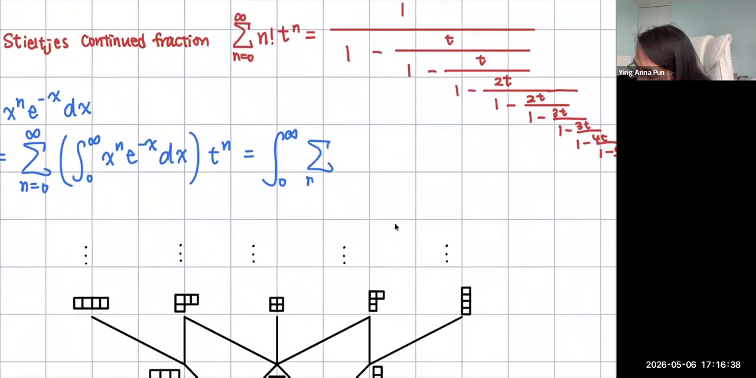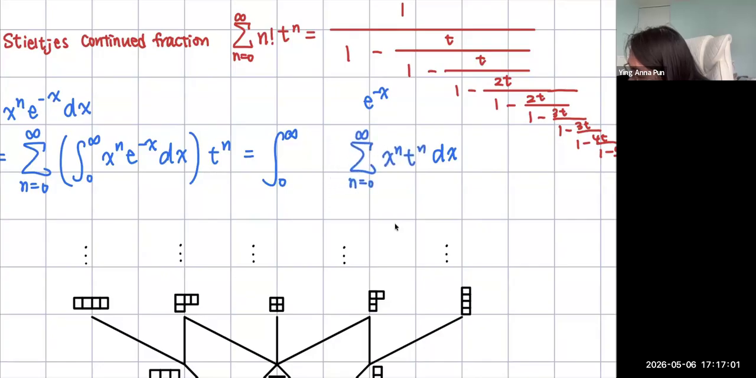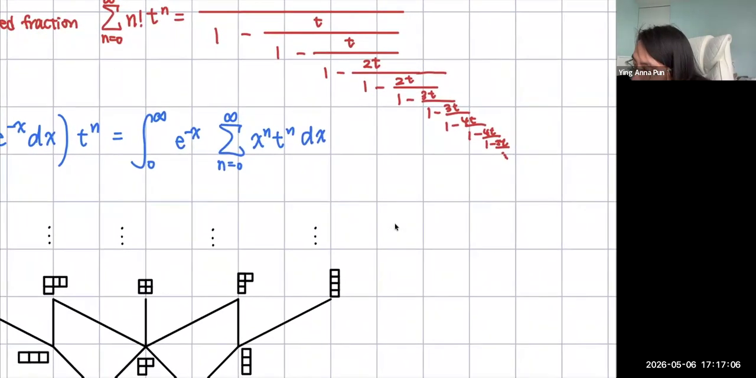And so I can just swap, and then x^n e^(-x), and then t^n, and then dx. Now you can see the e^(-x) is just a factor that you can pull out. So I'm going to pull this out, rearrange, and I have this guy here. But this is like a geometric series, because this is basically (xt)^n, right?